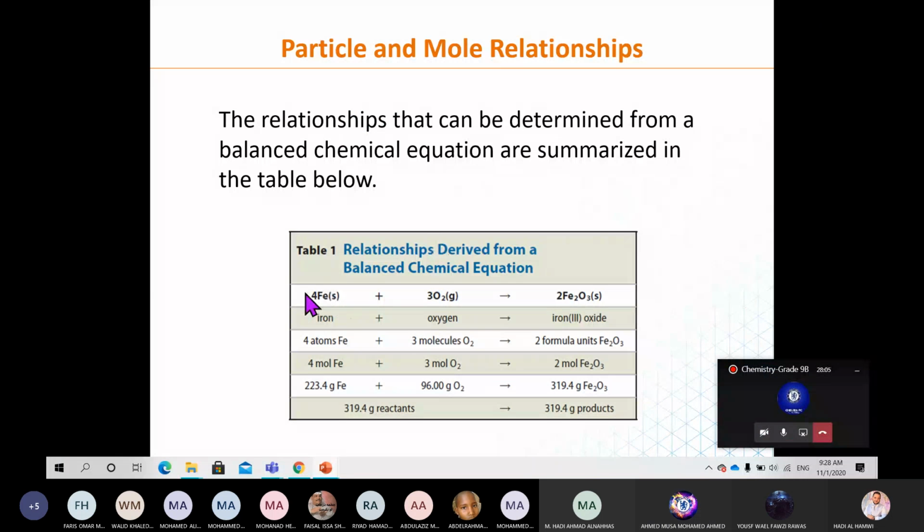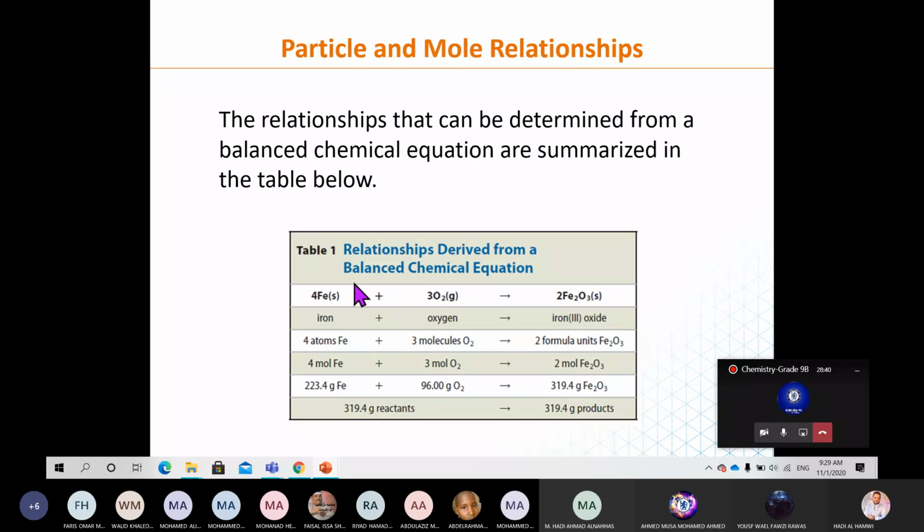Okay, how many iron atoms do you have here? 4. And in the products? 4. Very good. 2 times 2, it's 4. How many oxygen atoms do we have here? 6. And in the products? I think 6 as well. Yes, it's 6. So 2 times 3, it's 6. So you multiply the coefficient by the subscript.